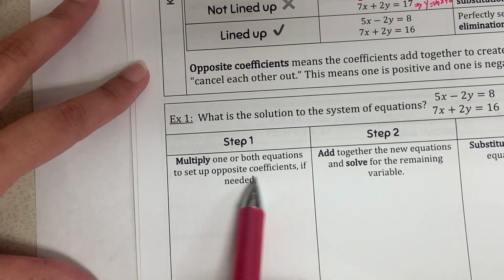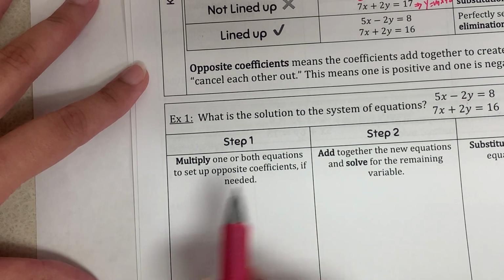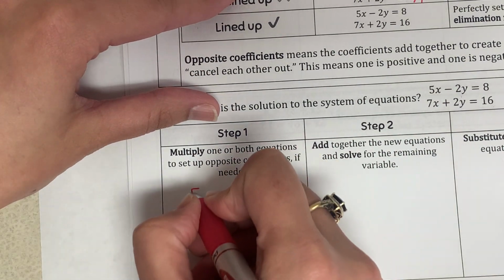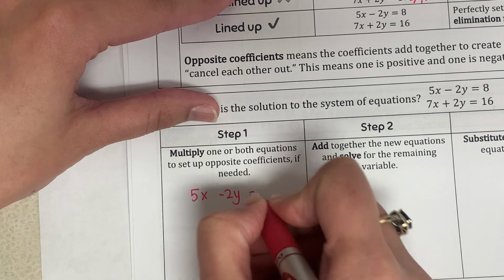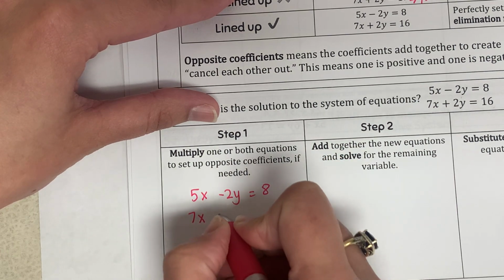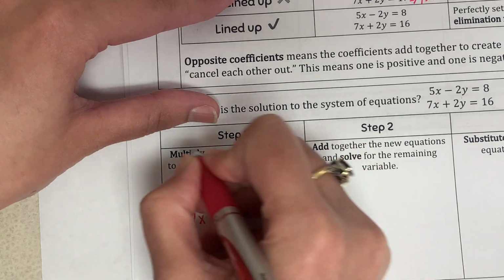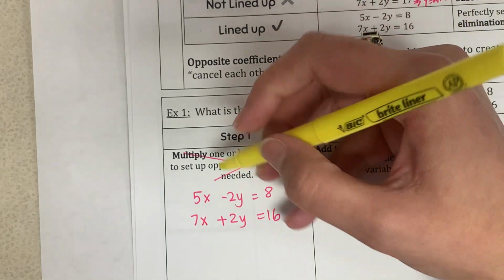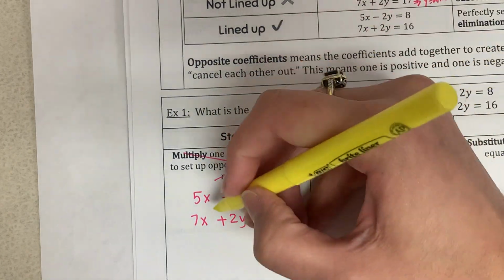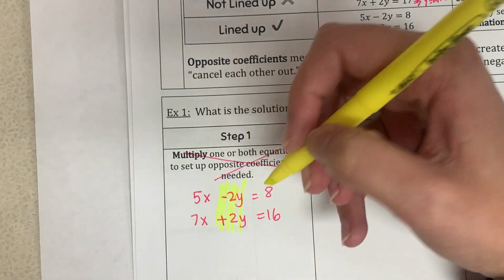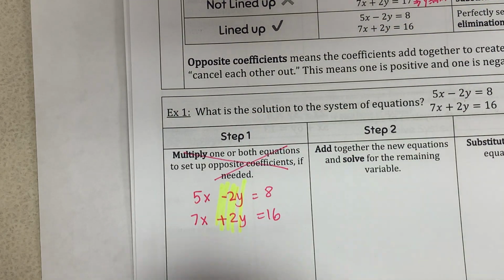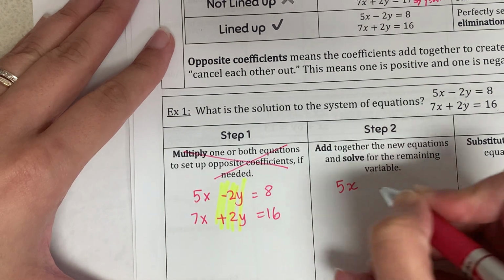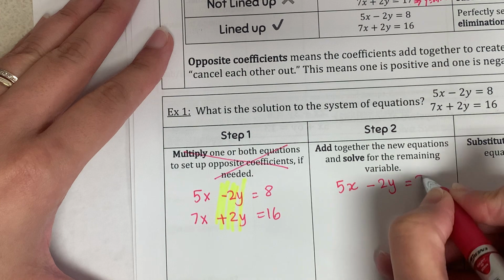Multiply one or both equations to set up opposite coefficients if needed. I don't have to because it's working. I have two equations, 5x minus 2y equals 8 and 7x plus 2y equals 16. I do not have to do this step because I can simply work. If you notice which two are equal but opposite, this is what I'm going to eliminate. So all you do is add together and solve. So I'm going to write it one more time.